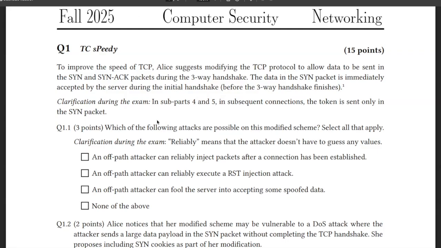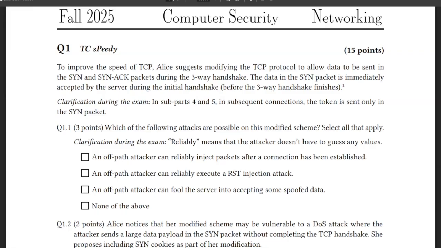Who thinks the answer is B? Who thinks the answer is C? Okay, we have 2 votes. Who thinks the answer is none of the above? I don't know. Okay, the answer is C.